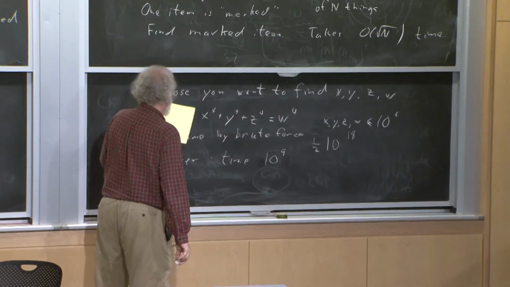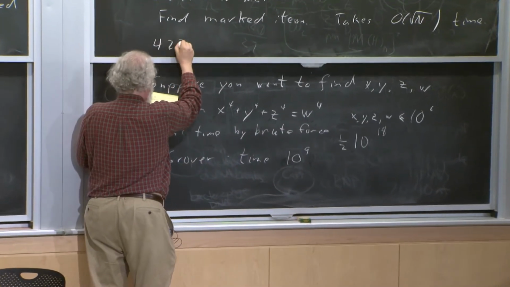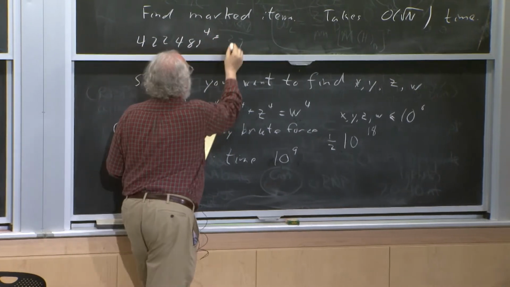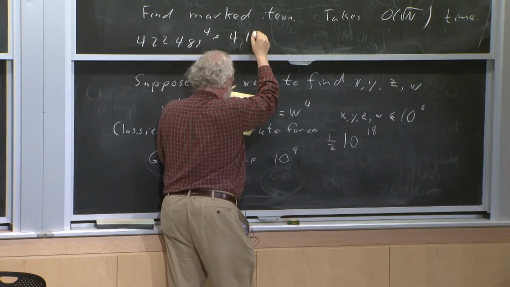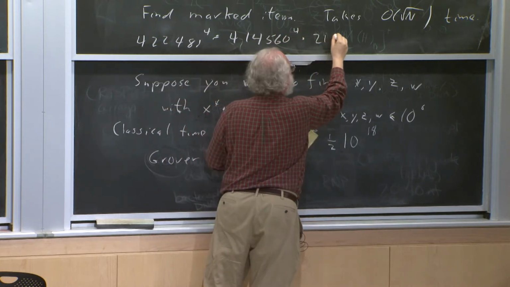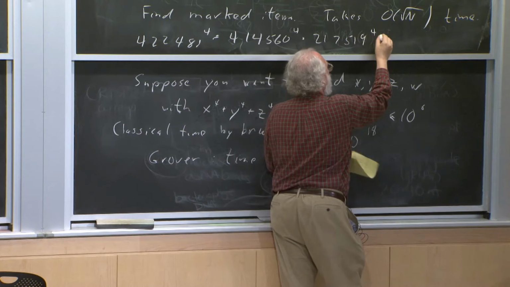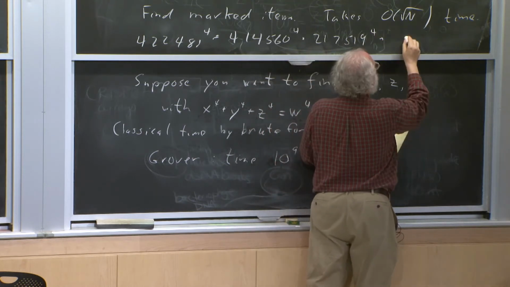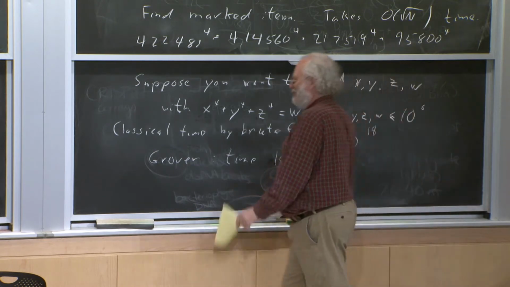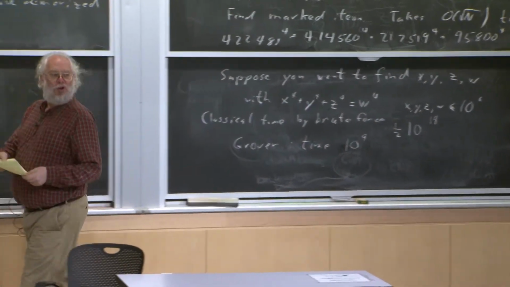And in case you're interested, we're not going to test you on this: 1 to the 4th equals 414560 to the 4th plus 217519 to the 4th plus 95800 to the 4th, assuming I didn't copy it wrong.